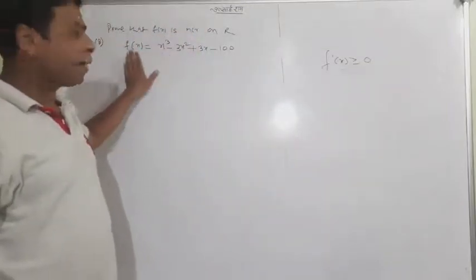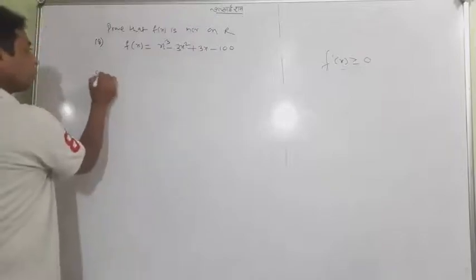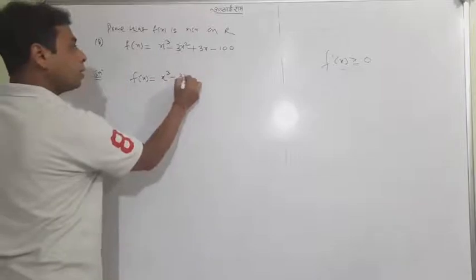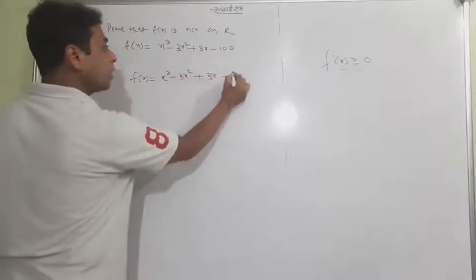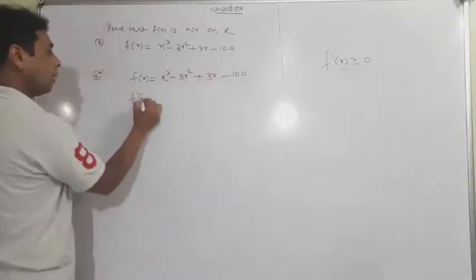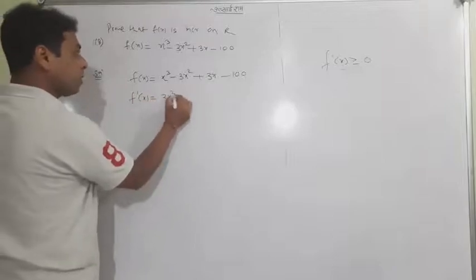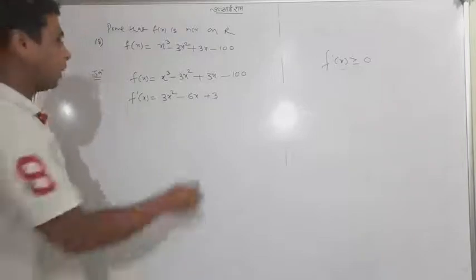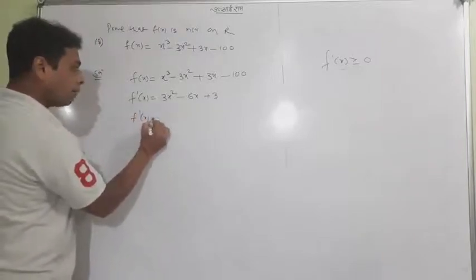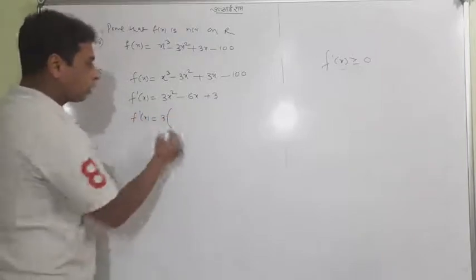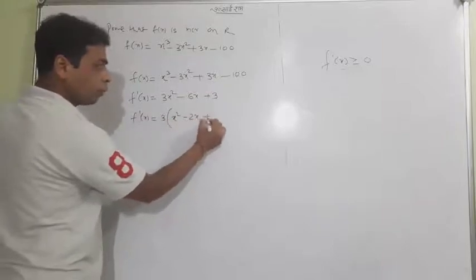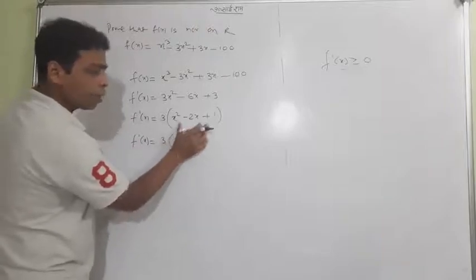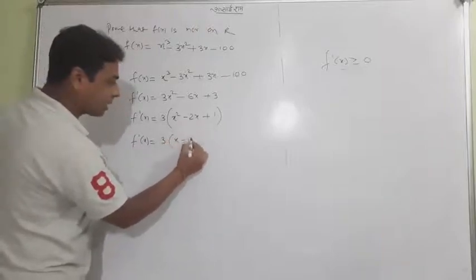So first, I'll find f dash x. Look at f of x is equal to x cube minus 3x square plus 3x minus 100. I'll find f dash x: 3x square minus 6x plus 3. I do the differentiation. Then I have a simple trick. I'll take out common 3: x square minus 2x plus 1. And a very good thing I can see is that x square minus 2x plus 1 is exactly x minus 1 whole square.